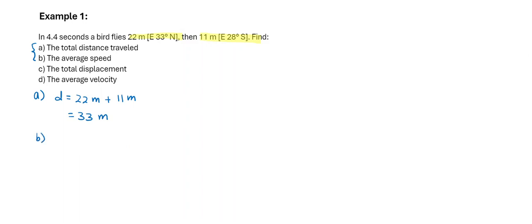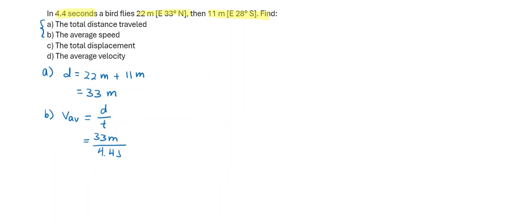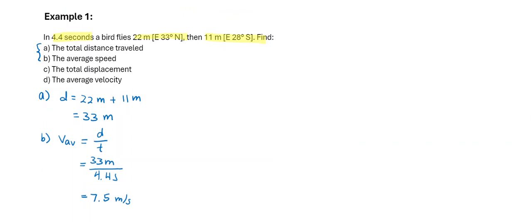Now for average speed, remember that average speed is just distance over time. So now what we can do, we can just plug in 33 meters over the 4.4 seconds that's given to us here. And then if you do this math, you can plug it into your calculator and you should get 7.5 meters per second. So that's A and B.